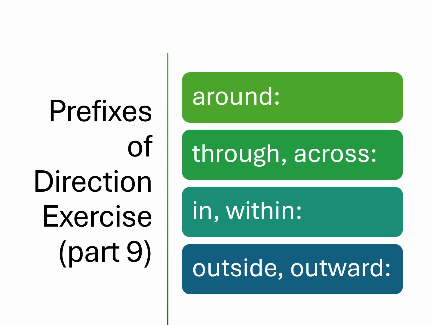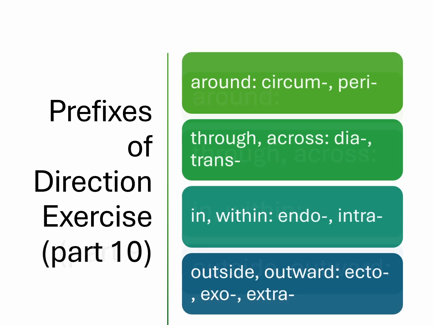In these prefixes of direction, we have around, through or across, in or within, and outside or outward. For around, the prefixes are circum or peri. For through and across, it's dia or trans. In and within, it's endo or intra. And outside or outward is ecto, exo, or extra.